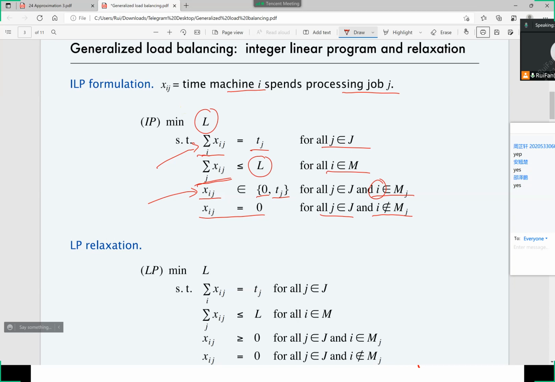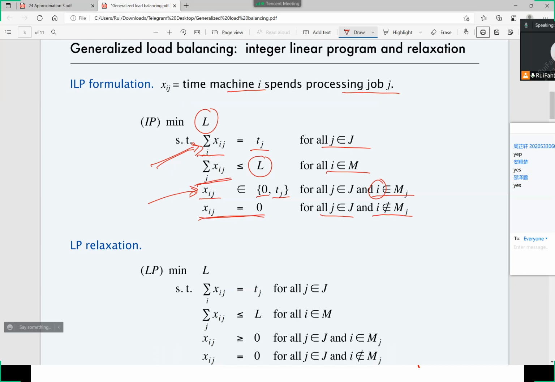So if you find the minimum such L, then that is your minimum makespan, because that's the shortest amount of time where we make sure that all the jobs get finished. And all the machines take at most time L. And each job gets assigned to exactly one machine. And also the jobs are only assigned to authorized machines. So the solution to this integer linear program is exactly our minimum makespan.